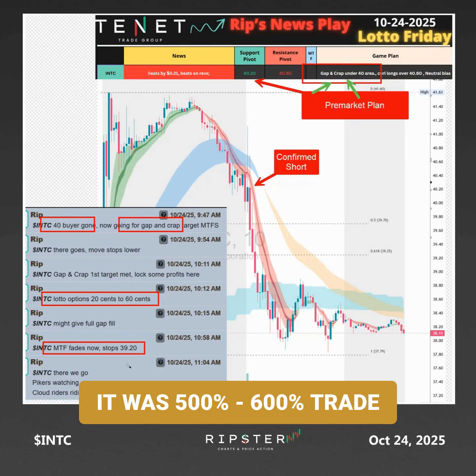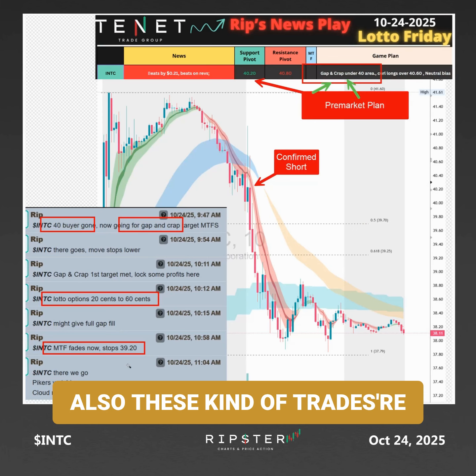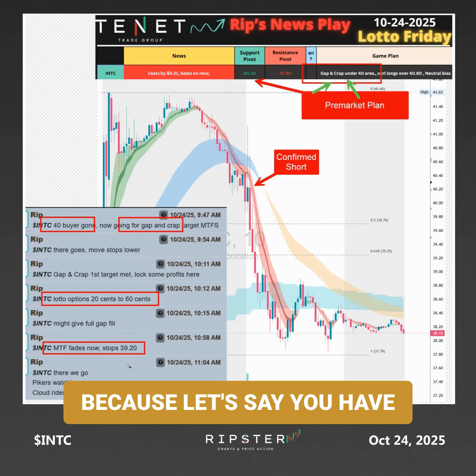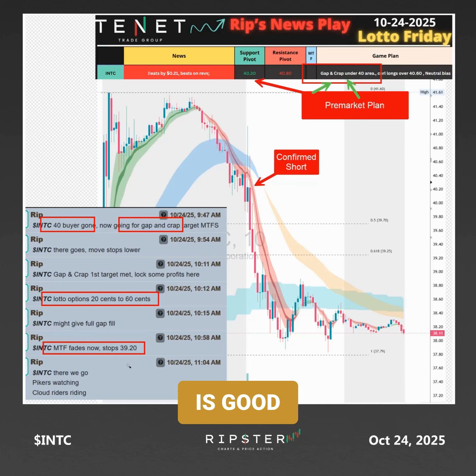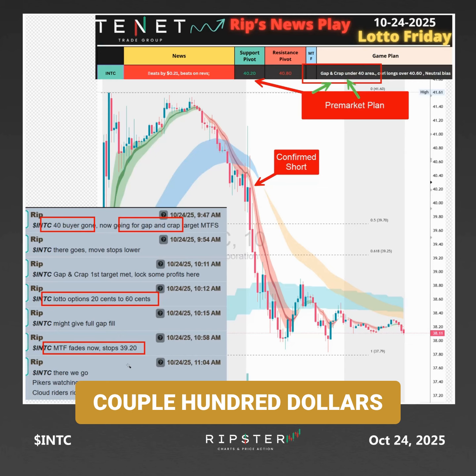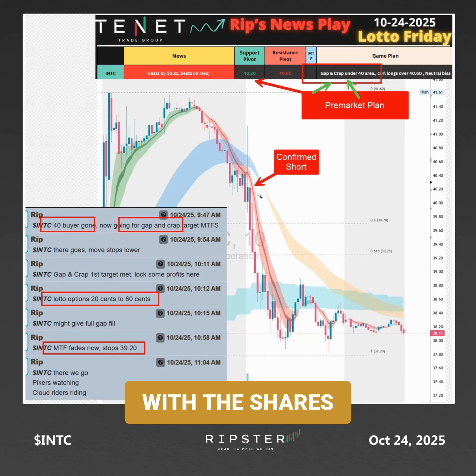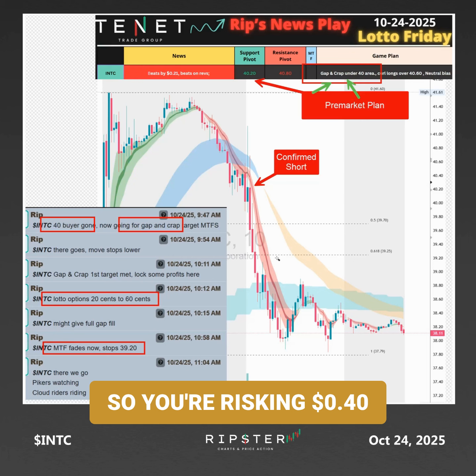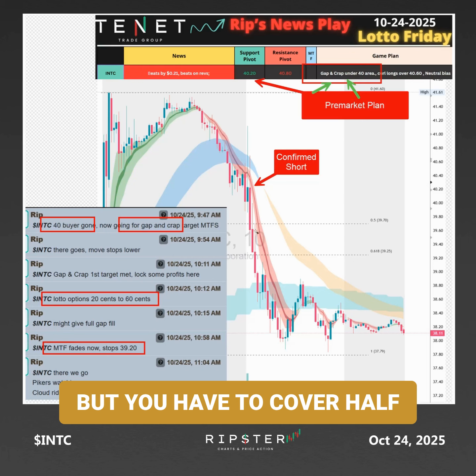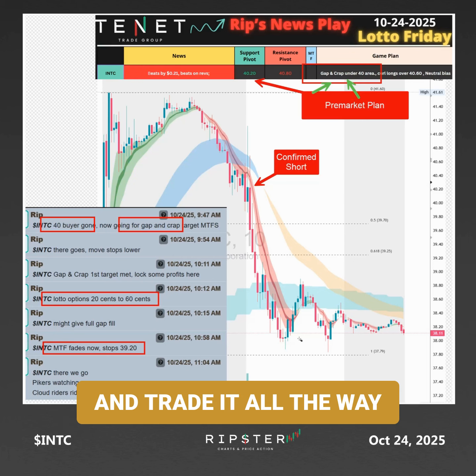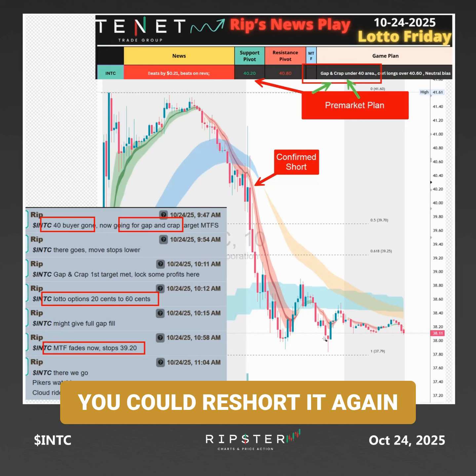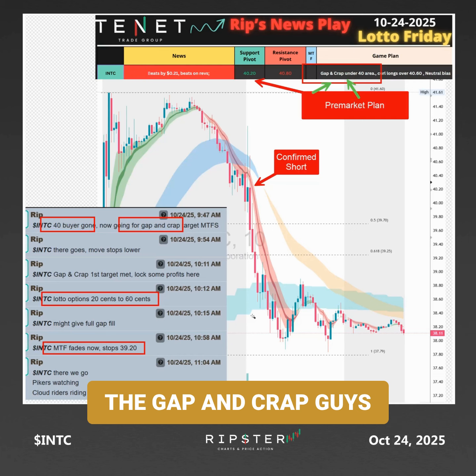It was 500-600% trade. Also, these kind of trades are really good for the small account traders, because let's say you have $2,000-$3,000 account, you want to trade a lotto, a couple $100 is good, and you can turn that couple $100 into $700-800. If you're trading with the shares, we were shorting here, we risked 40 cents, but then we're making $2. So you're risking 40 cents to making 5 times, but you have to cover half and cover a little bit and trade it all the way. And you see that MTF rejections, you could reshort it again as well. So that's how you trade the gap and crab, guys.